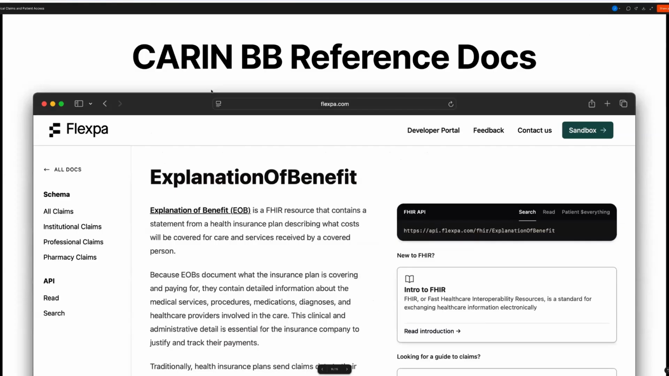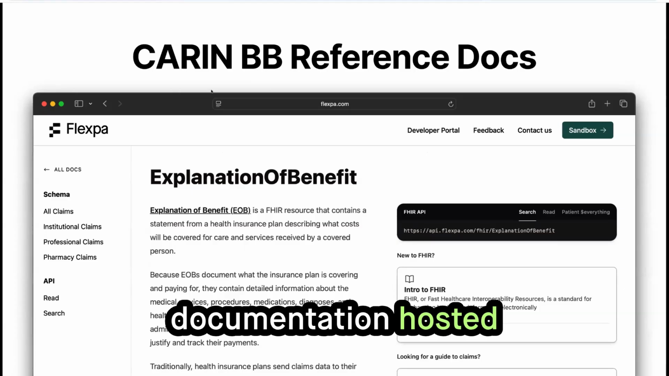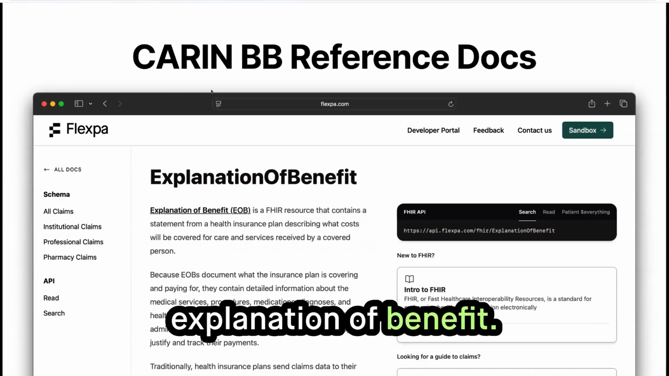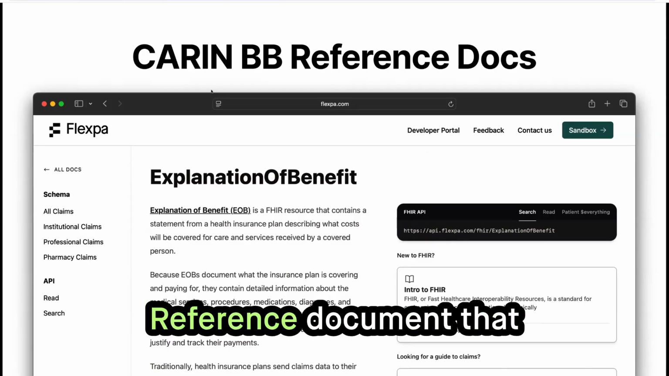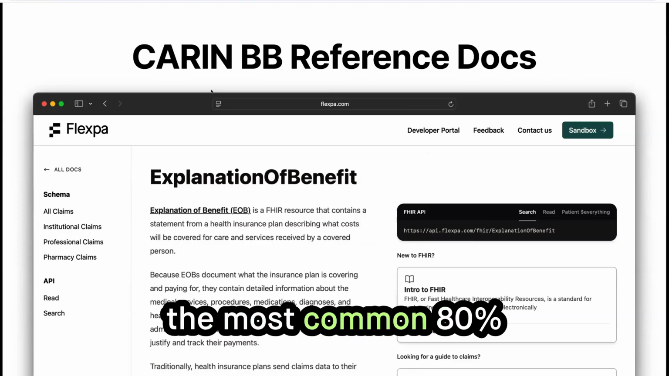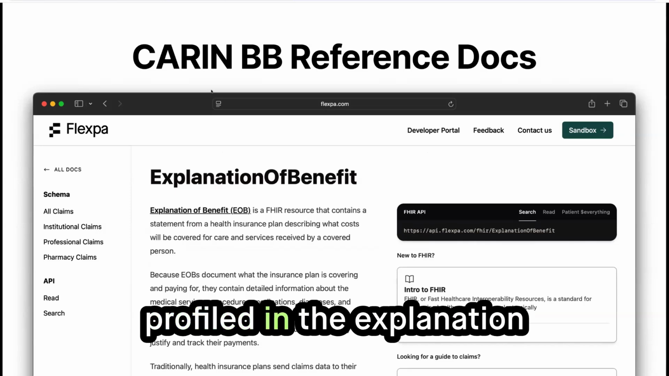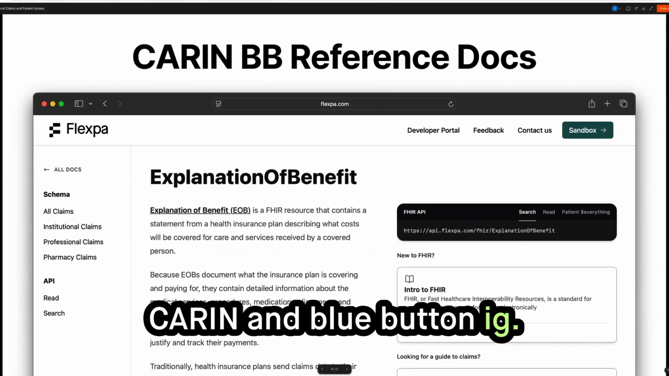It's brand new reference documentation hosted on flexpa.com/docs for the Carin BB explanation of benefit. So this is a from-scratch reference document that in detail walks through the most common 80% of the elements that are profiled in the explanation of benefit resource by the Carin Blue Button IG.